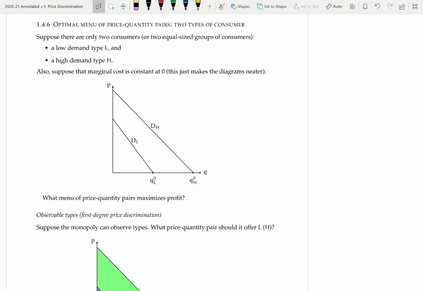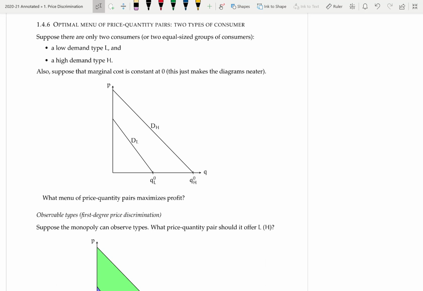So far, we looked at optimal pricing with a two-part tariff or price quantity pairs when there was only one type of consumer. Now we're going to look at the case where there are two types of consumer. So when there's only one type of consumer, second-degree price discrimination and first-degree price discrimination are essentially the same thing.